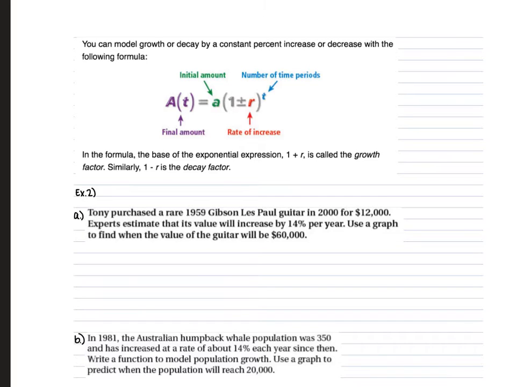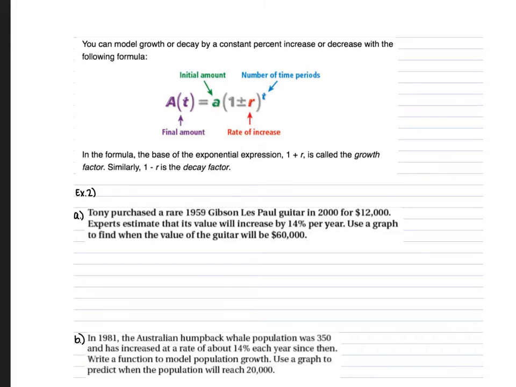So if we look at example A, it tells us that Tony purchased a rare 1959 Gibson Les Paul guitar in 2000 for $12,000. Experts estimate that its value will increase by 14% per year. Use a graph to find when the value of the guitar will be $60,000. So we don't have to use a graph with this, but we're going to use this formula to find between what 2 years it'll be at $60,000.